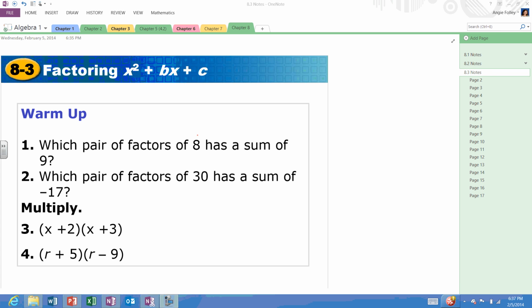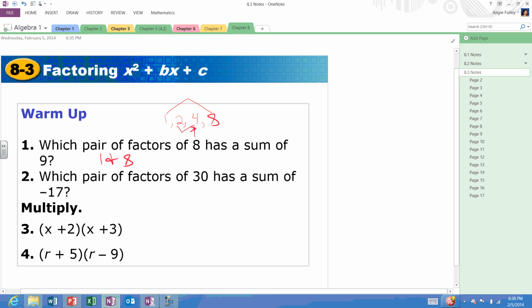Well, our factors of 8 are 1, 2, 4, and 8. So which of these, when I multiply them together, give me 8? Well, 1 and 8 multiply to equal 8, and 2 times 4 equals 8. So which two pairs, the 1 and the 8 or the 2 and the 4, add up to 9? Well, 2 and 4 add up to 6, so it's not those. So it's 1 and 8, because when I multiply 1 and 8 together, they give me 8, and when I add them together, they give me 9.